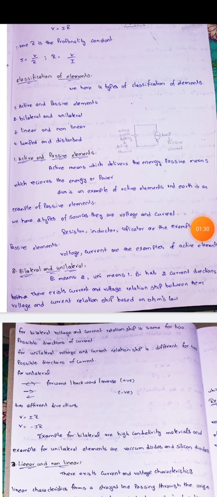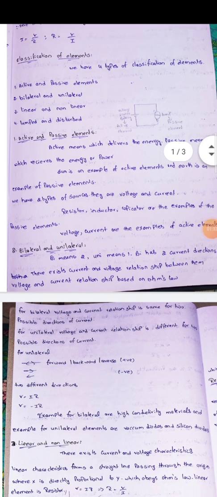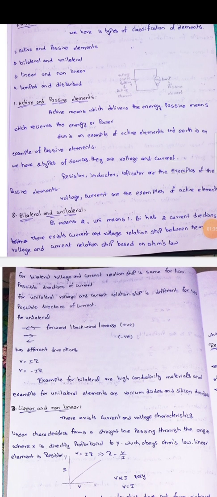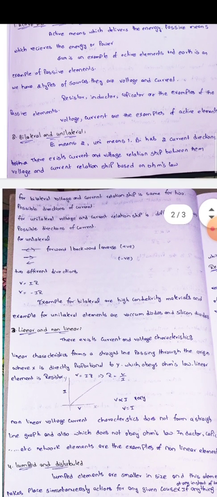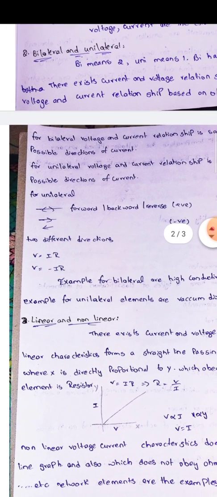The second one is bilateral and unilateral. Bi means two and uni means one. Here the relation between voltage and current can be explained. For bilateral elements, the voltage and current relationship is the same for both possible directions of current. And here we can see the arrows.